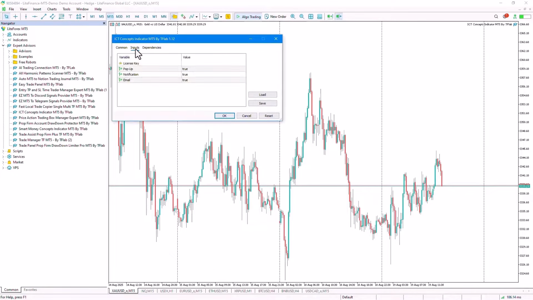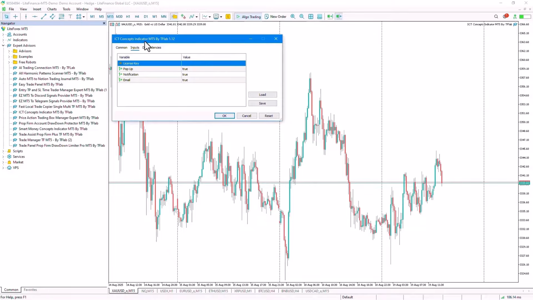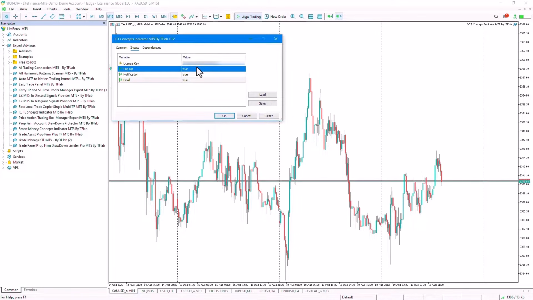After that, go to the Inputs tab, and here you need to enter your dedicated license for this expert. To get your license, go to the TradingFinder website and request your dedicated license for this expert from the Support section, then enter it here. Just make sure to note that the license you receive is only valid for that specific device and will not work on other devices.